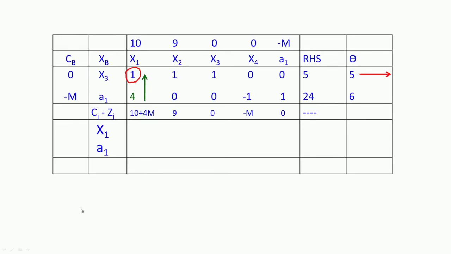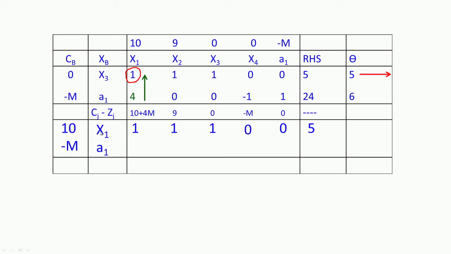The objective function coefficients are 10 and minus m. x1 has 10, a1 has minus m. Now, this is the pivot element. So, divide every element of the pivot row by the pivot element. Since the pivot element happens to be 1, the same values will repeat. So, 1 by 1 is 1, again 1 by 1 is 1, again 1 by 1 is 1, 0 divided by 1 is 0, 0 divided by 1 is 0, and 5 divided by 1 is 5.